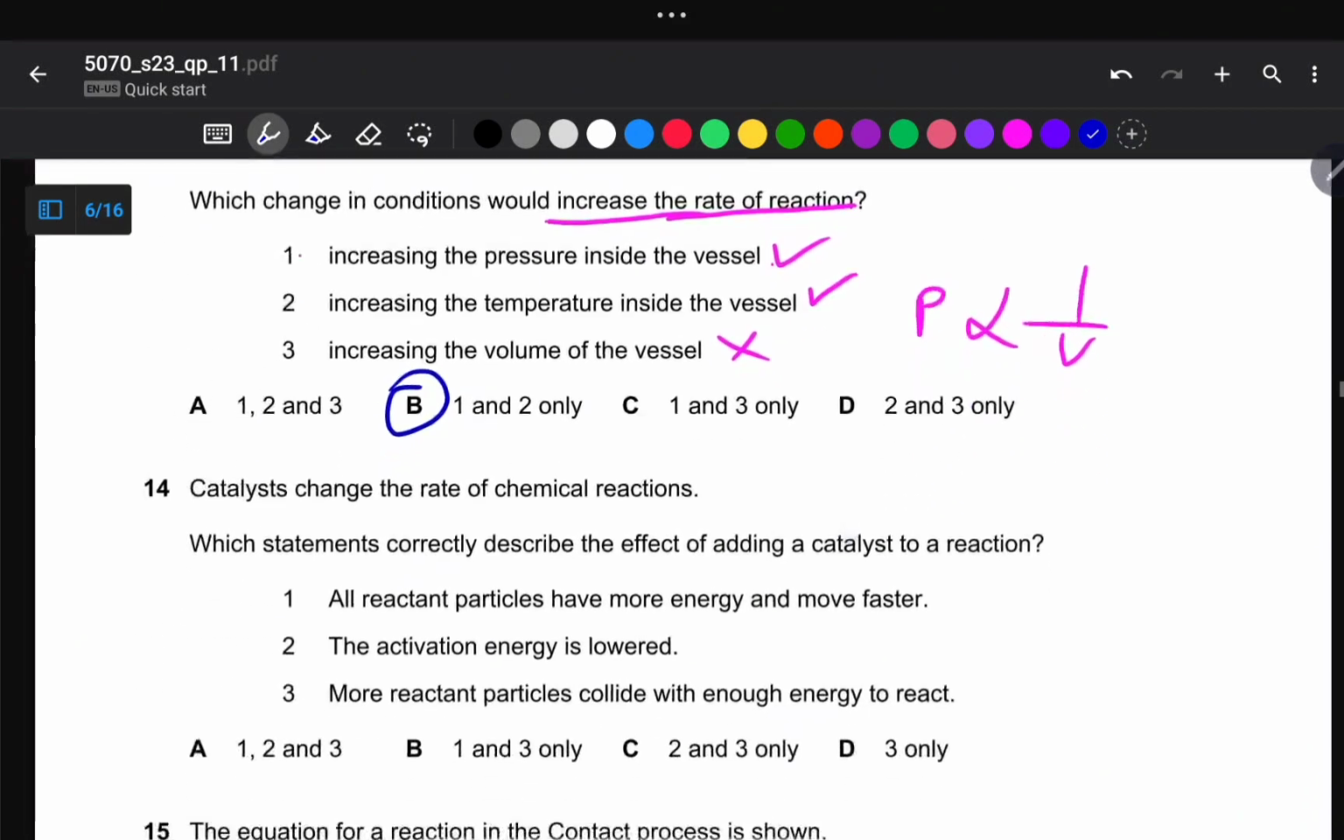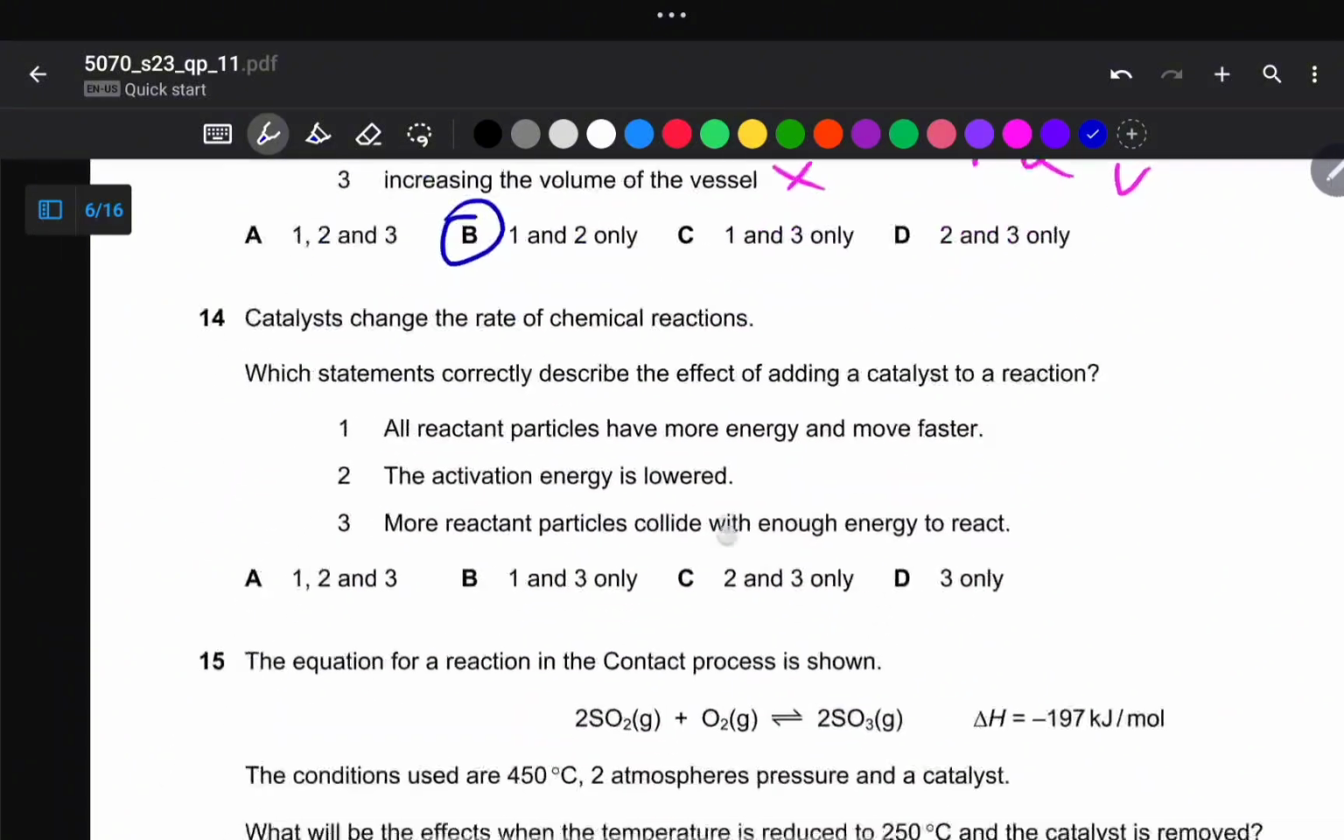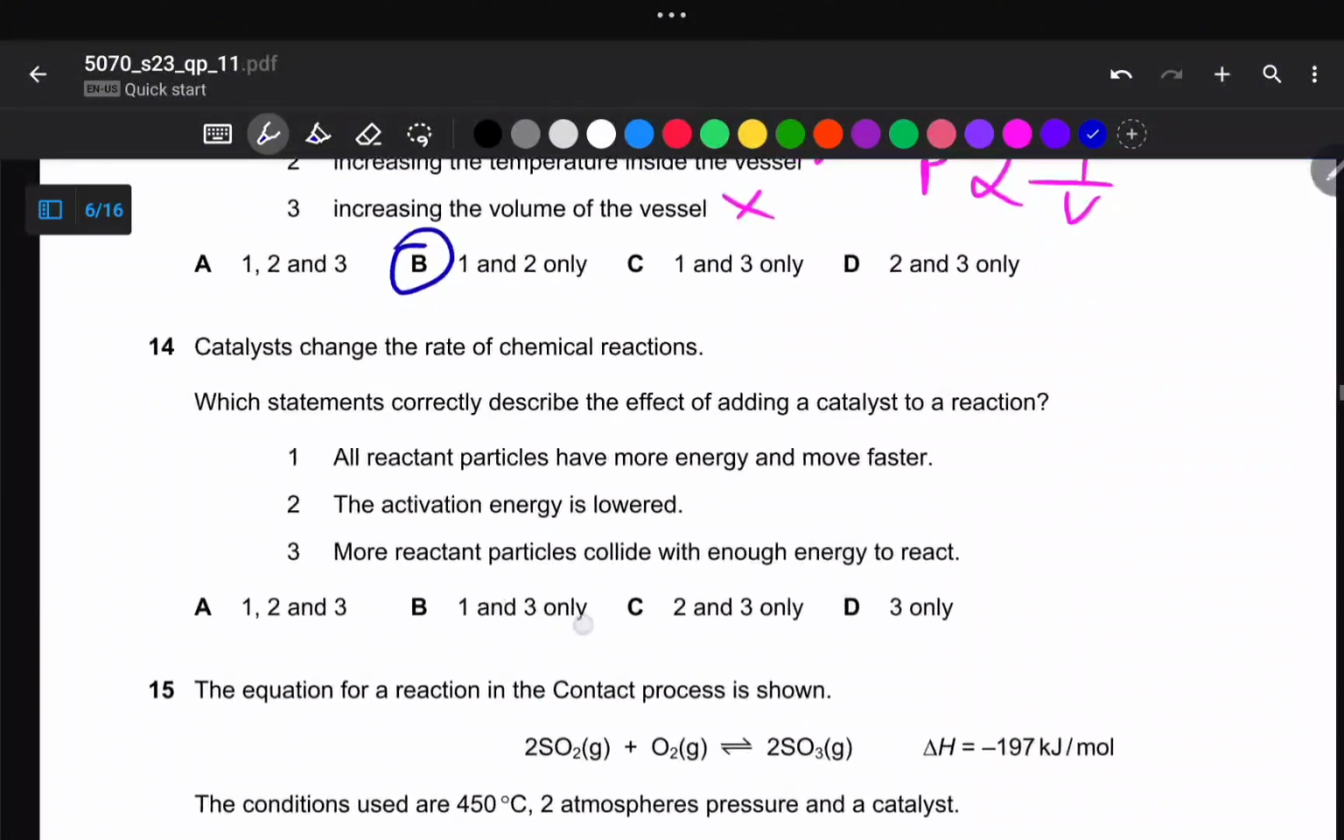We now move on to number 14. So number 14 says catalysts change the rate of a reaction. So which statements correctly describe the effect of adding a catalyst to a reaction? So I need to draw the Boltzmann distribution curve for you, but I will do that for a video. I will post a video for it to explain the effect of temperature, the effect of volume, the effect of catalyst in a chemical reaction.